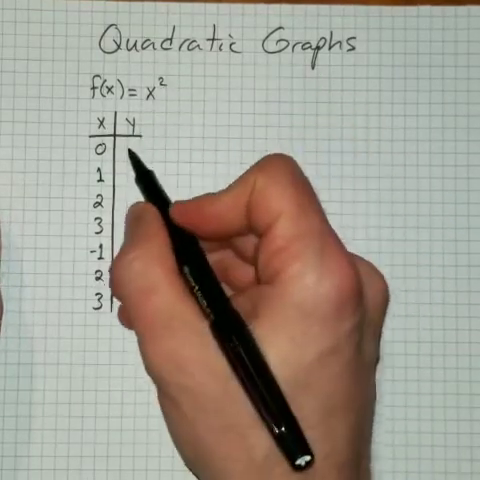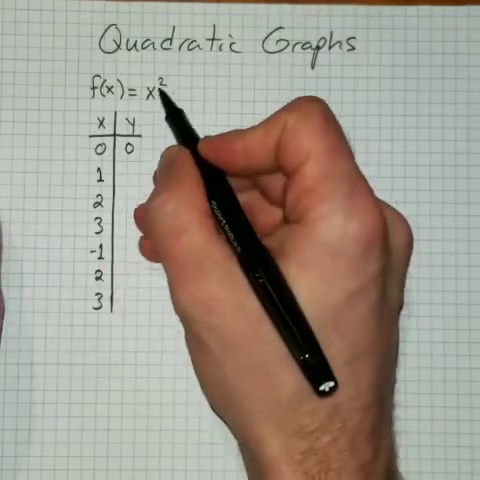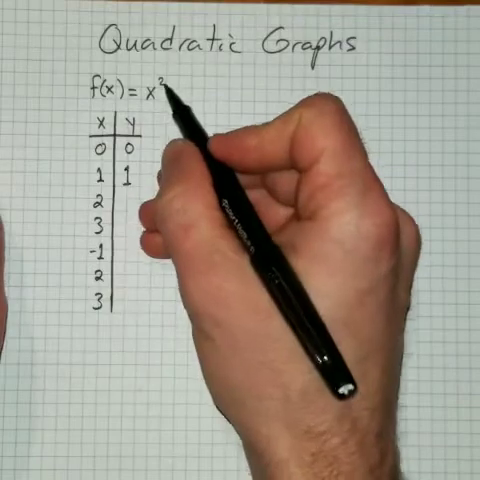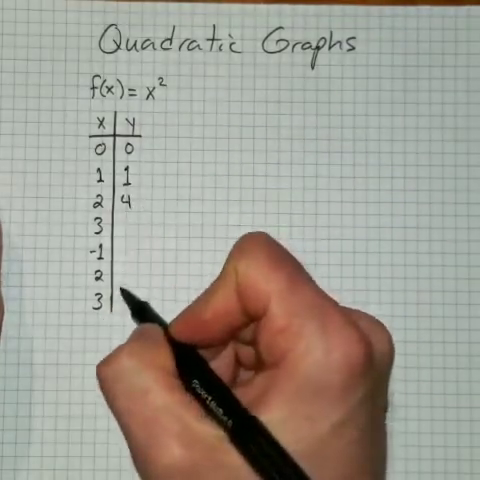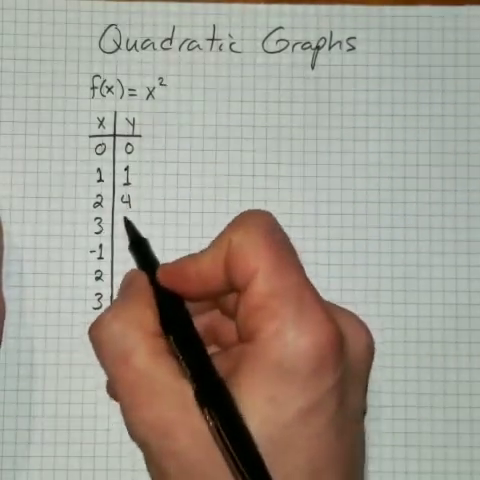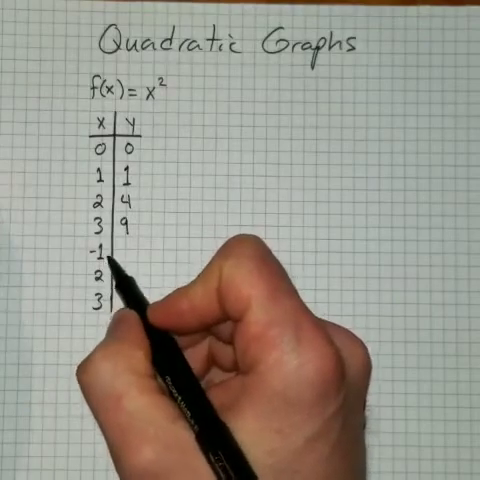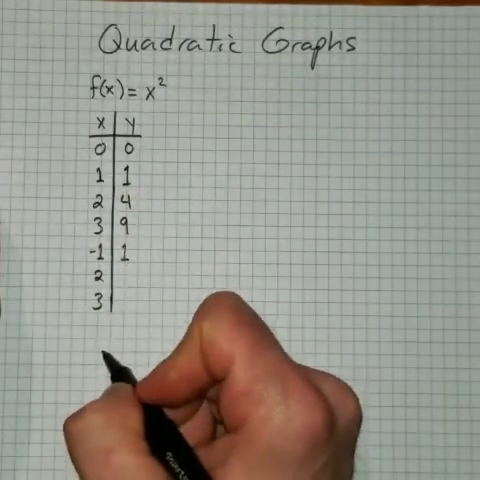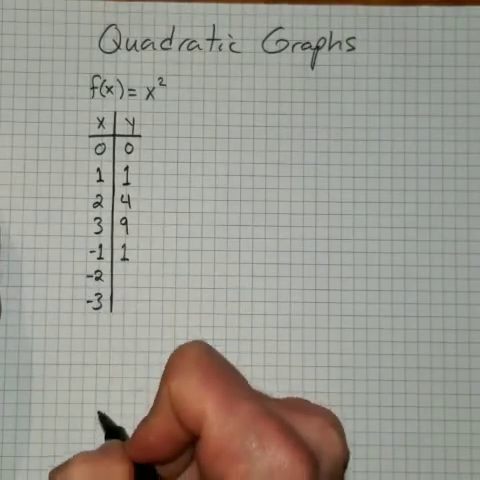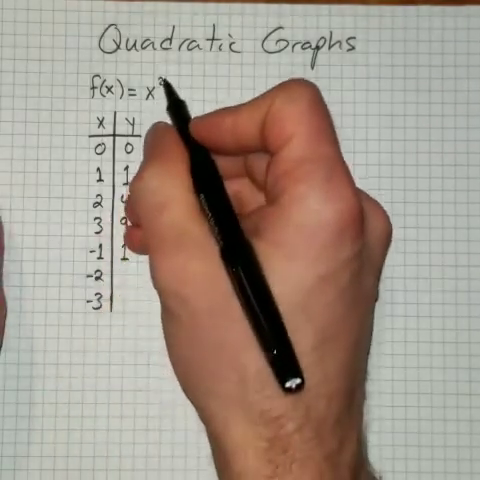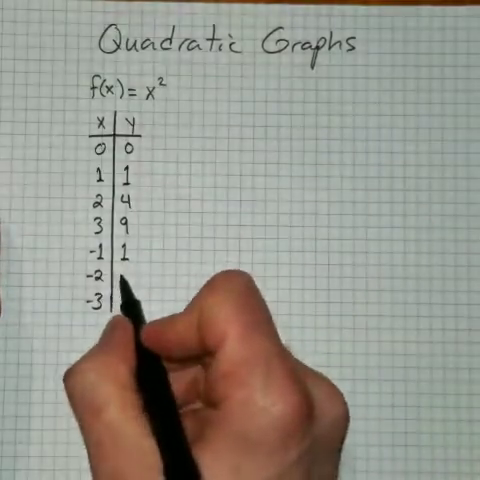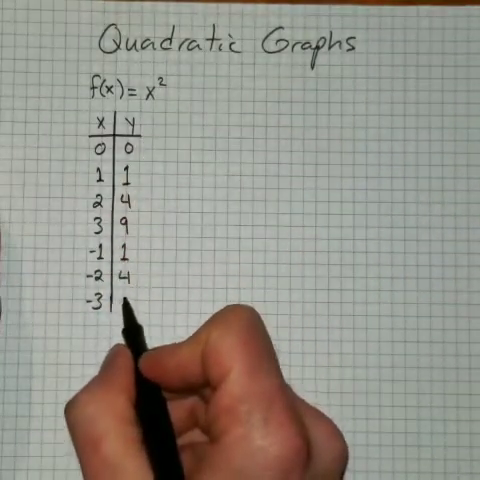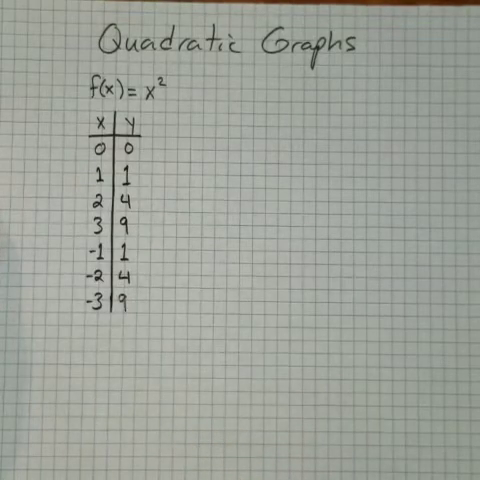So 0 squared is 0. 1 squared is 1. 2 squared is 4. 3 squared is 9. And then we'll go to the negatives. -1 squared is 1. Right? It's positive. Oh, these should be negative. Sorry. -2 squared, well, you square the negative, makes +4. And -3 squared, square the negative again, and you get a +9.